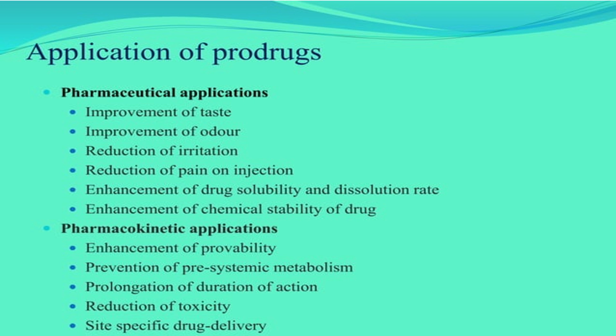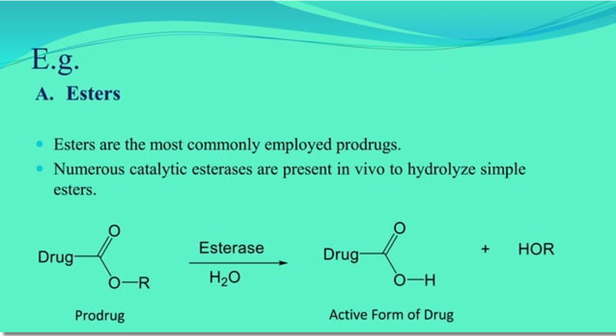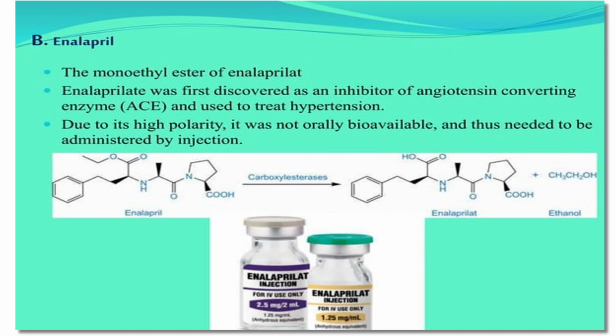Now, for example, an ester through enzymatic cleavage by esterase gives the active compound, that is the active form of the drug. Enalapril, the monoethyl ester of enalaprilat, was first discovered as an inhibitor of angiotensin converting enzyme and is used to treat hypertension. Due to its high polarity, enalaprilat was not orally bioavailable and thus needed to be administered by injection.